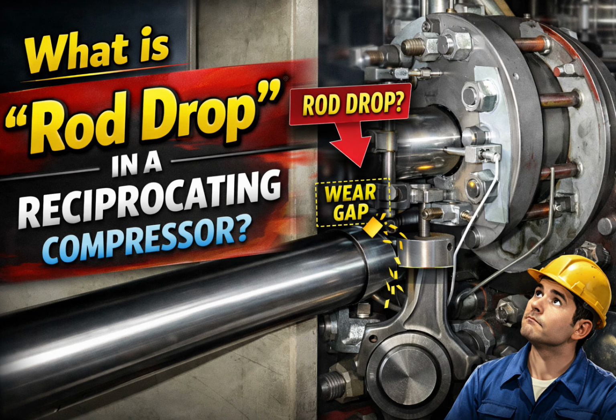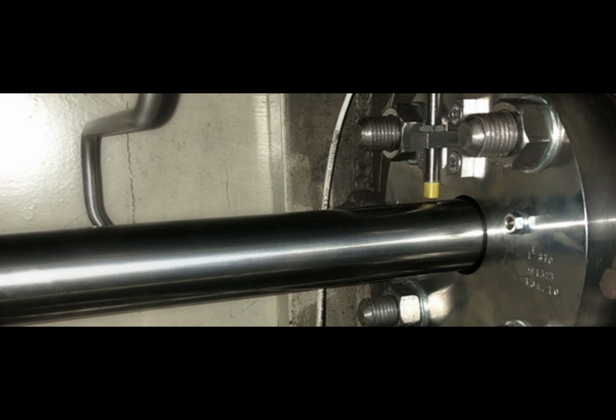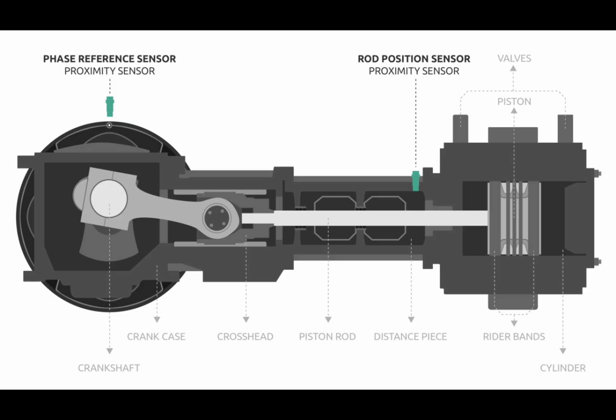What is rod drop in a reciprocating compressor? Rod drop in a reciprocating compressor is a condition monitoring technique used to measure the vertical wear of piston rider bands. By using proximity probes to track the downward displacement of the piston rod, operators can determine how much the rider bands have worn. Rod drop allows for scheduled maintenance to prevent catastrophic metal-to-metal contact between the piston and cylinder liner.